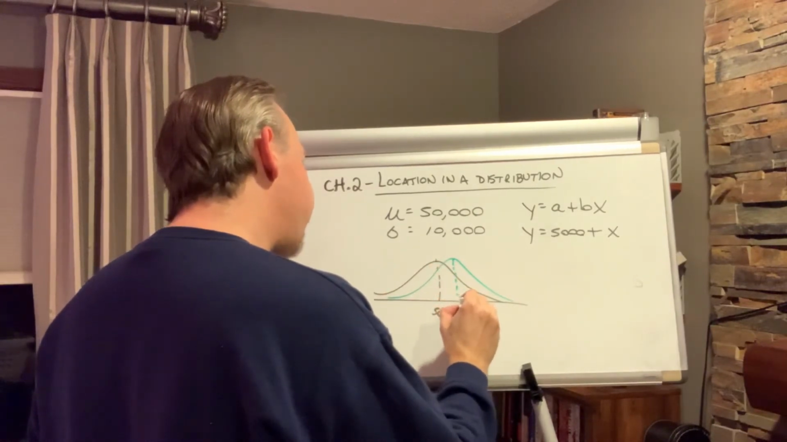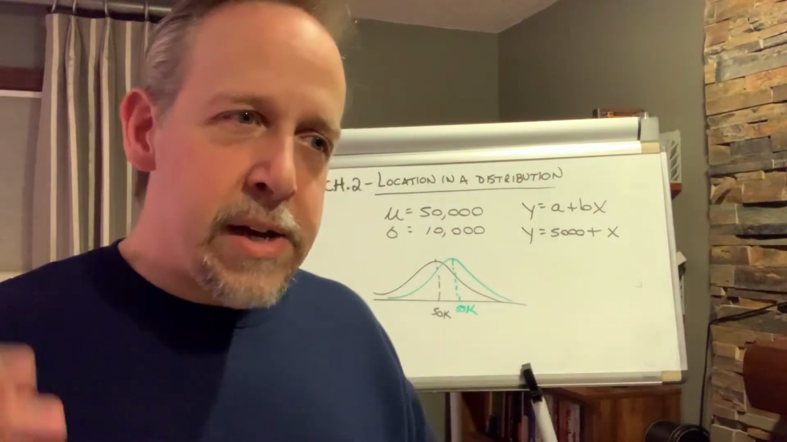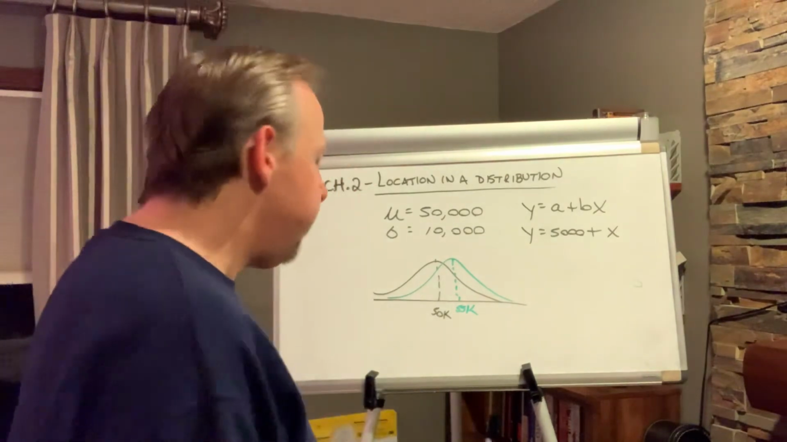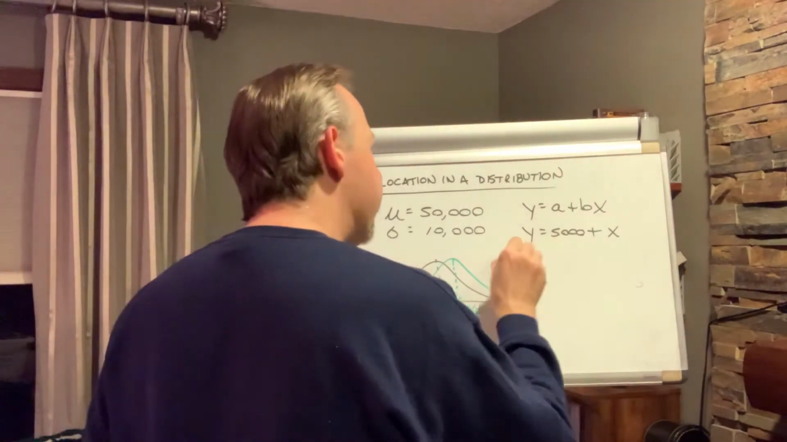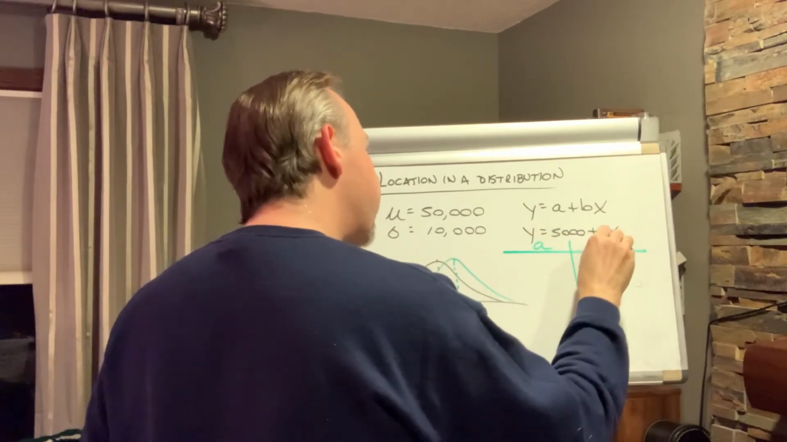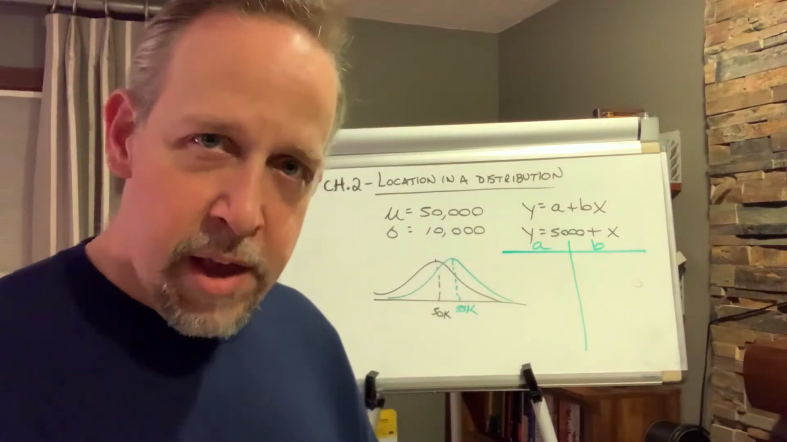And now it's centered at $55,000. So a constant shift, the A shift, will change the mean. Let's make a little chart here of what's changing, okay? So with A versus with B. I didn't do a B shift just now. Just focus on A, the constant increase.